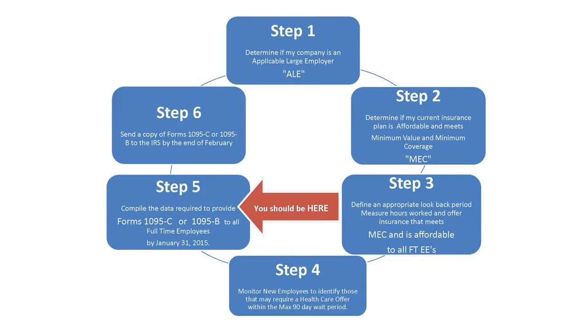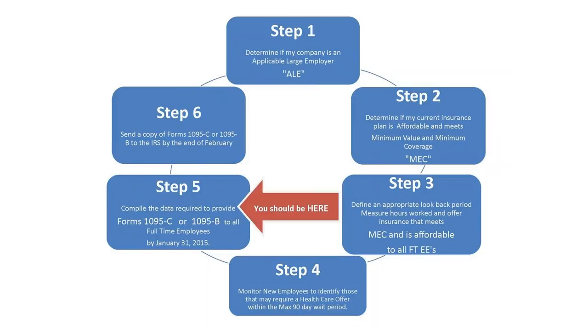At this point in time, everybody pretty much is behind the gun. There were a lot of things going on through the year. They made some changes last minute and things like that, but here is where you should be in this process for the 2015 filings. Step one, you should have determined if you are an ALE, and basically what that means is, how many employees do you have that average over 30 hours a week? If it's 50, you should be supplying these forms and going through the rest of these steps.